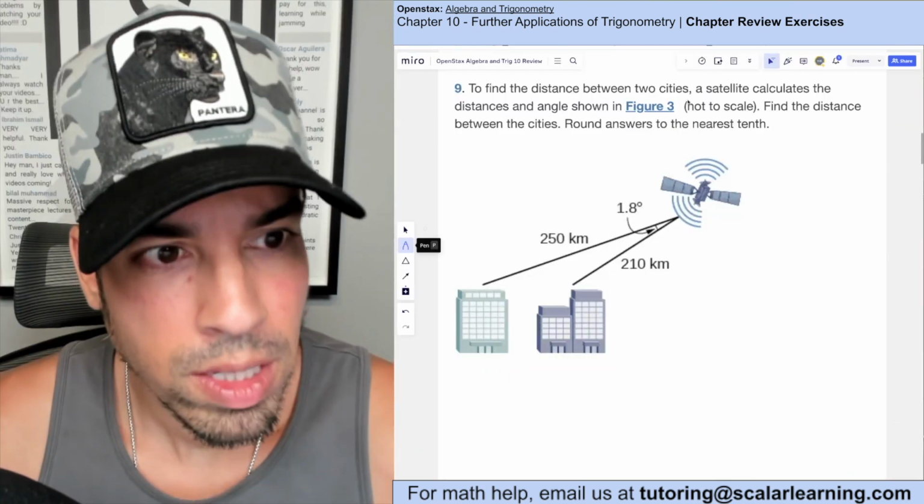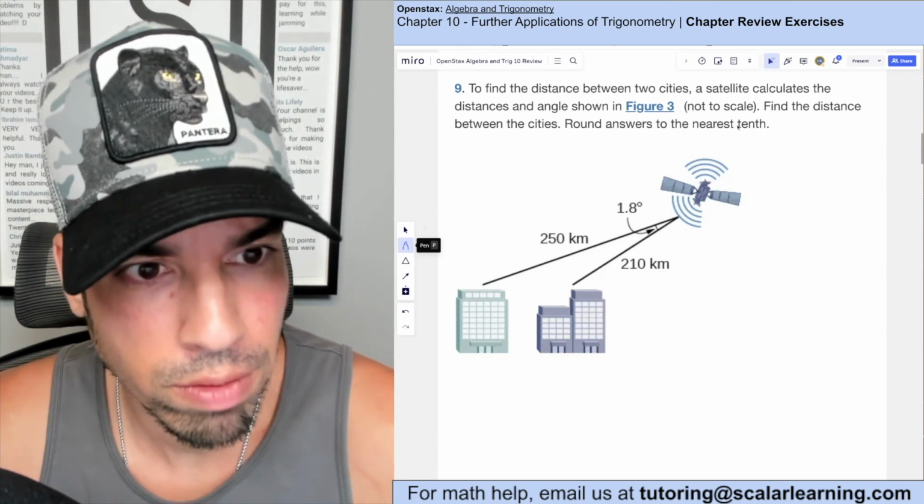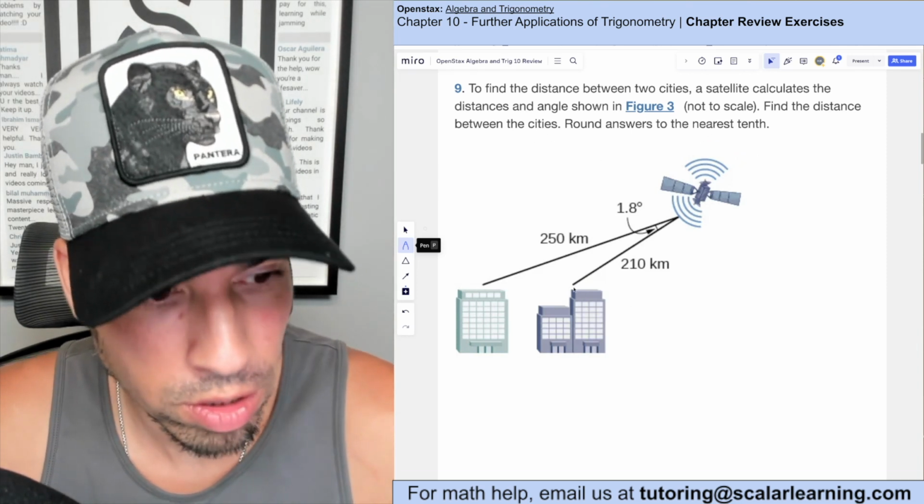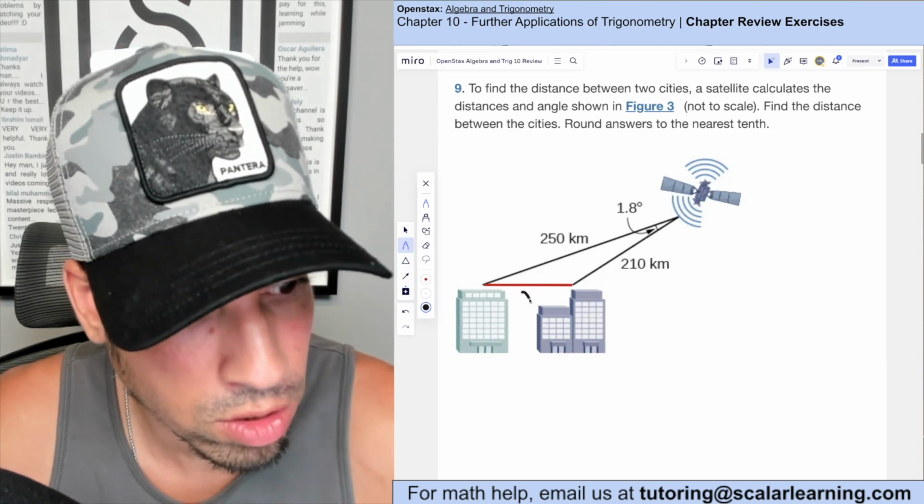Boom, done. To find the distance between two cities, a satellite calculates the distances and angles shown in figure 3, not to scale. Find the distance between the cities. Round answers to the nearest tenth. So the distance here is going to be this red line like so.